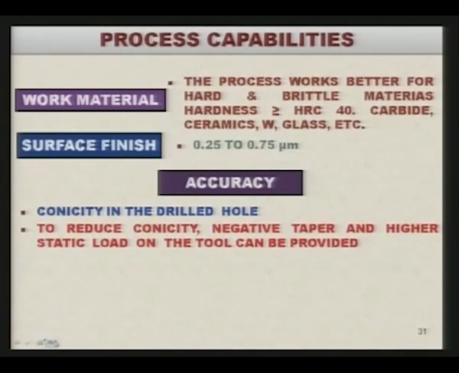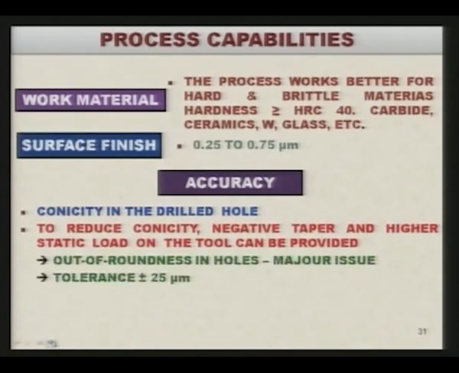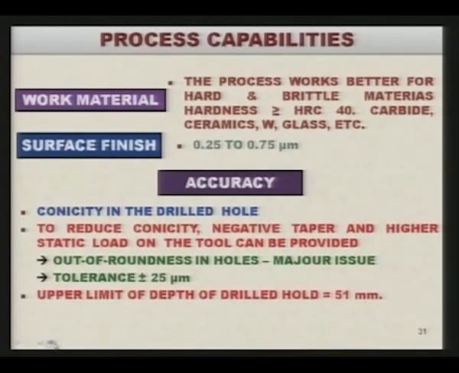Accuracy: normally the holes that are obtained from the ultrasonic machining process have conicity, or the sides of the hole drilled are not straight, rather they are tapered. To reduce the conicity, negative taper and higher static load on the tool can be provided. Out of roundness in holes is a major issue in case of ultrasonic machining, and the tolerances that can be achieved in this particular process are plus minus 25 micron.